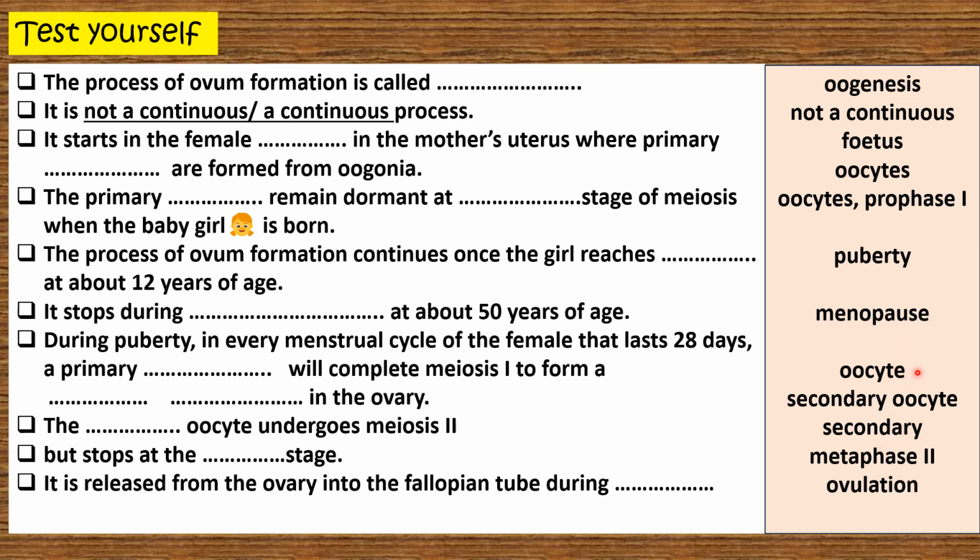Now, during puberty, in every menstrual cycle of the female that lasts 28 days, a primary oocyte will complete meiosis 1 to form a secondary oocyte in the ovary. The secondary oocyte then undergoes meiosis 2, but stops at the metaphase 2 stage. Next, it is released from the ovary into the fallopian tube during the process of ovulation.